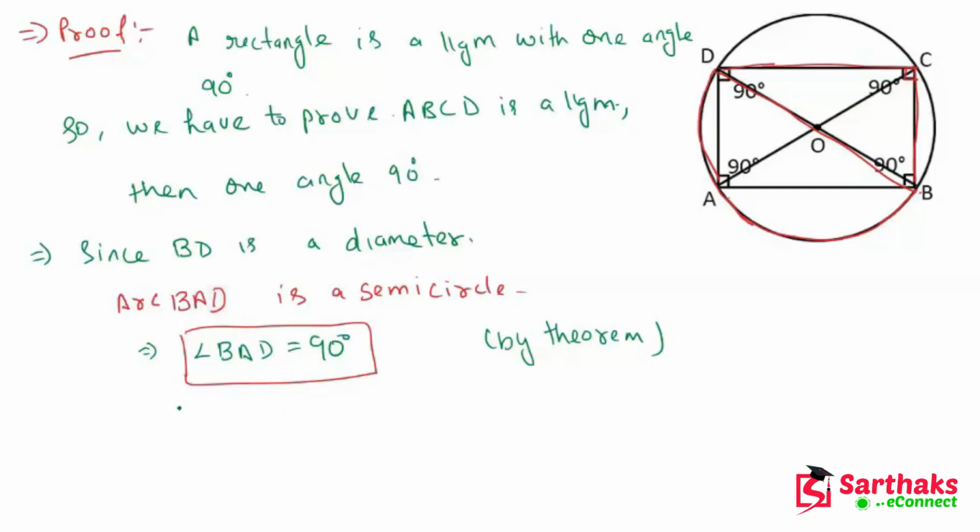Now similarly, AC is the diameter, and arc ABC means this arc. It means we can say that angle ADC is 90 degrees.